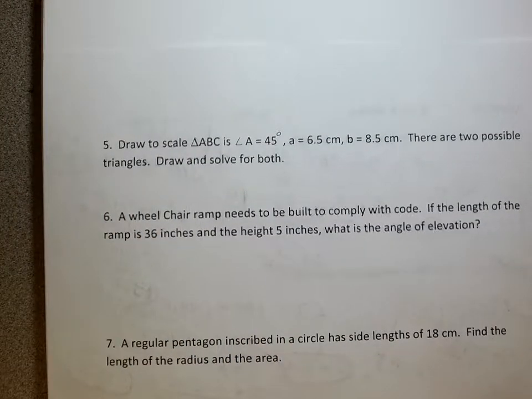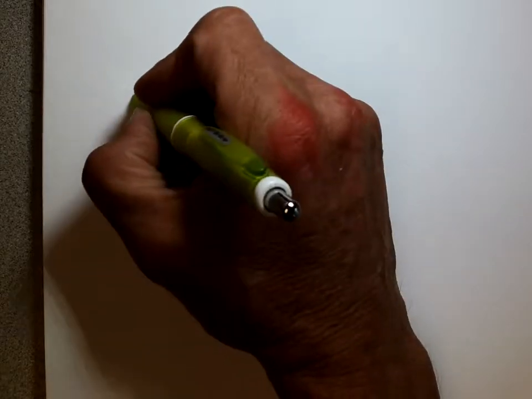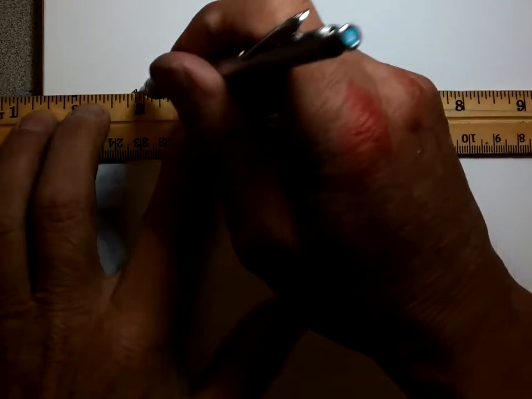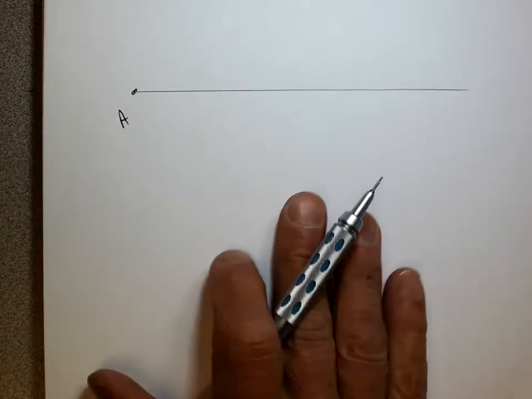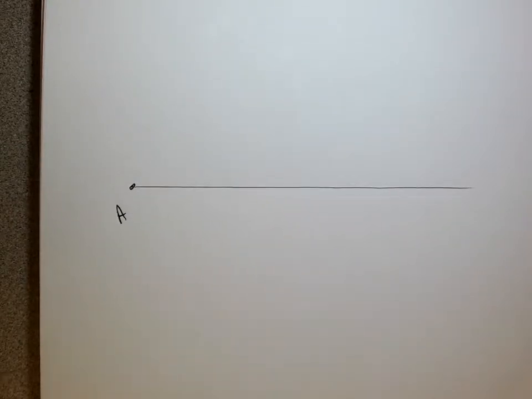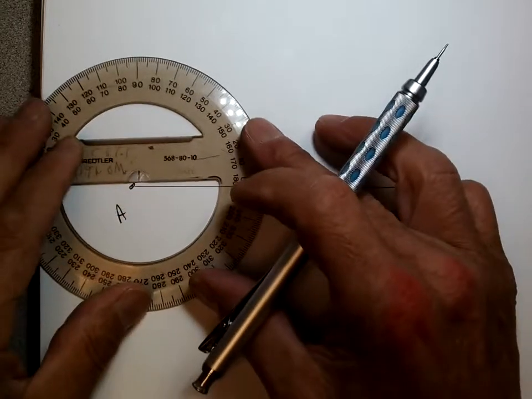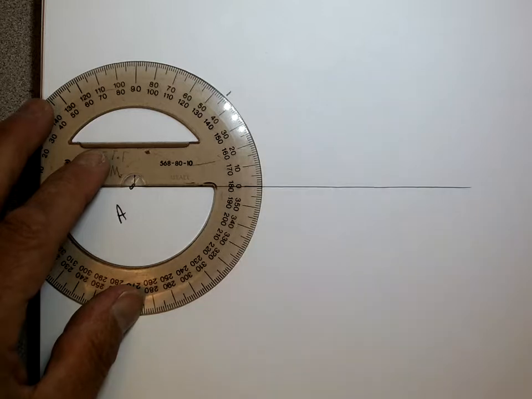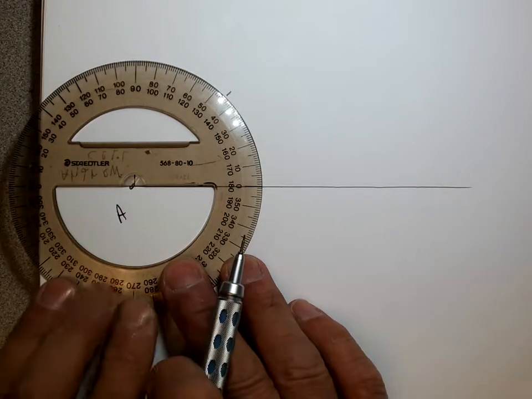Here's the hard one. Angle A. I'm going to draw angle A, so I'll just start here. Protractor, right? 45 degrees. Okay. Angle A, 45, right?